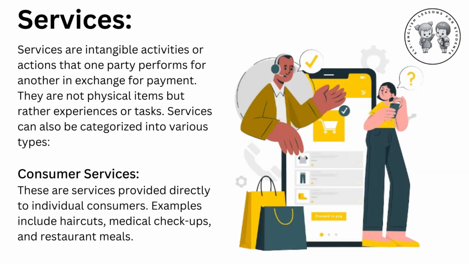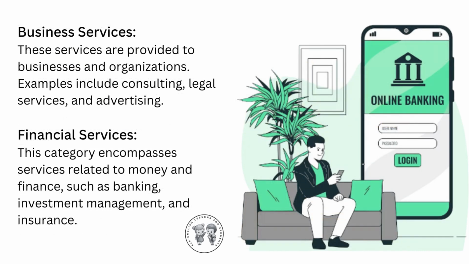Services are intangible activities or actions that one party performs for another in exchange for payment. They are not physical items but rather experiences or tasks. Services can also be categorized into various types. Consumer services. These are services provided directly to individual consumers. Examples include haircuts, medical checkups, and restaurant meals. Business services. These services are provided to businesses and organizations. Examples include consulting, legal services, and advertising.